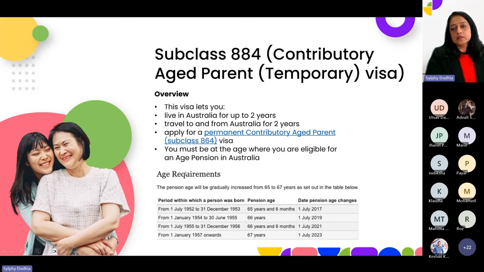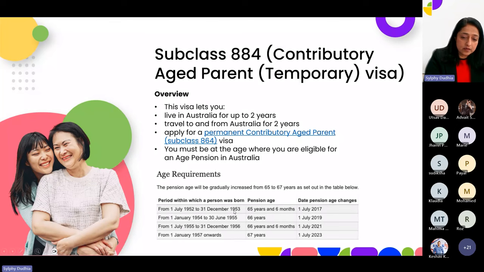Now, another subclass, which is an onshore visa, is 884. Now, this visa will let you live in Australia for up to 2 years. You can travel in and out Australia for the period of 2 years. And within that 2 years period, you need to apply for permanent contributory age parent visa, which is 864. Now, here you have to meet the age pension criteria mentioned below. So the age requirement as of 1st July 2023 is 67 years, which has been increased before it.